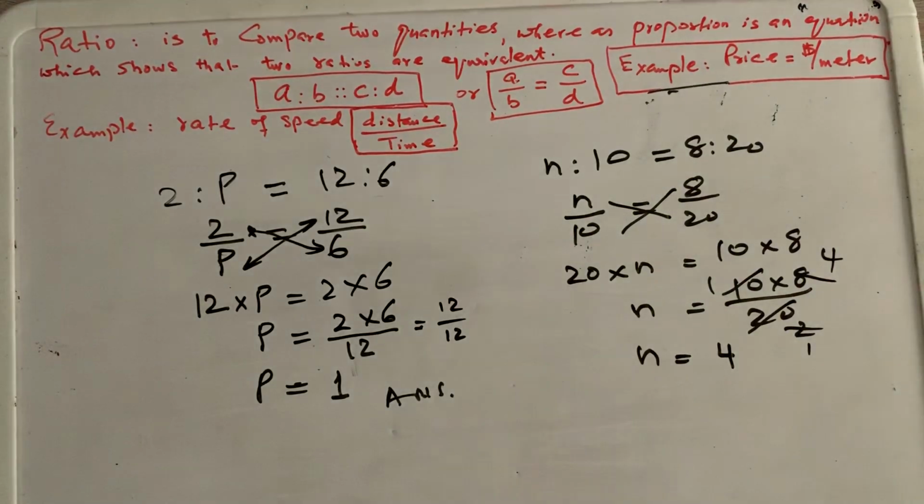So in this way, we learned here what a ratio is, what a proportion is, and how to solve the equation to get the unknown variable.